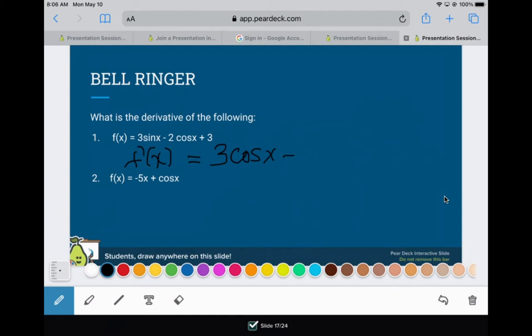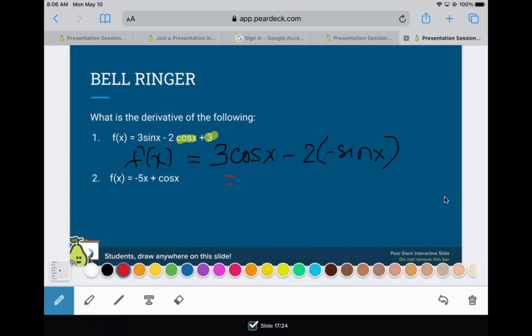Minus the derivative, I'm going to minus the 2. I will keep that. The one that I need to take the derivative of is cosine. So the derivative of cosine is negative sine. So that means I will write in here negative sine. And then the derivative of just a constant will just disappear because that's a horizontal line. So that just disappears. So I don't have to worry about that.